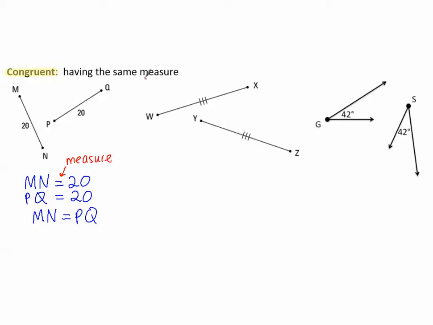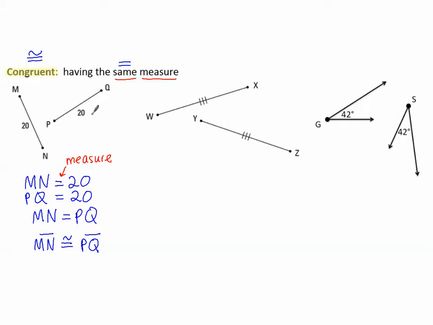And when the measure is the same, we note that these are congruent. So we say segment MN is congruent to segment PQ. Congruent has the symbol like an equal sign and then a squiggly hat. So you know that congruent means same measure because same means equal, and we see the equal sign in the congruent symbol.